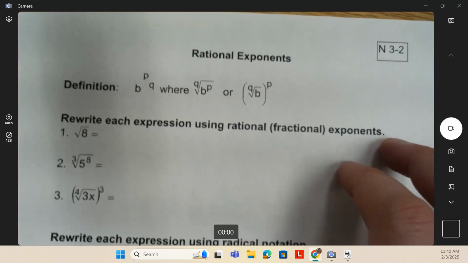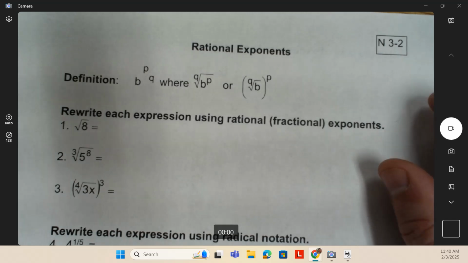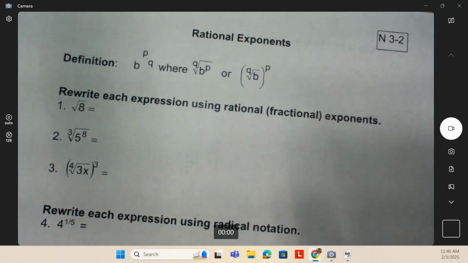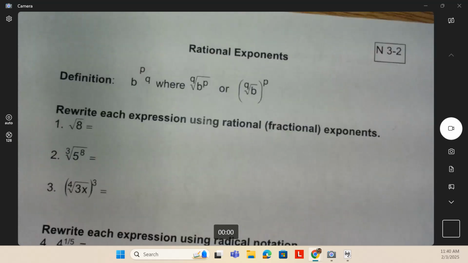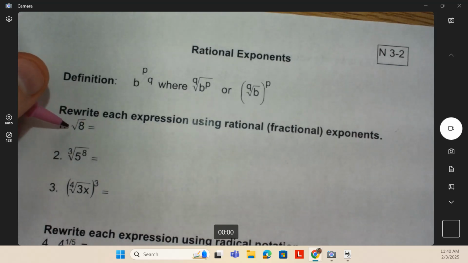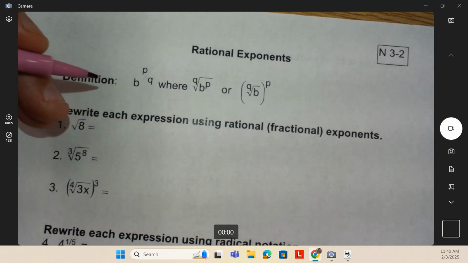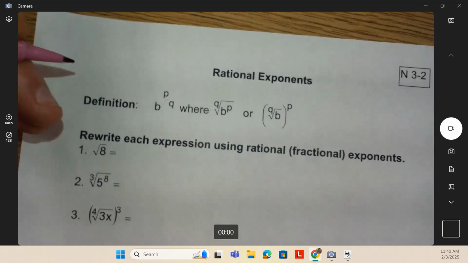All right, we're looking at rational exponents. And so as we're looking at these, we're going to adjust how we think about these radicals and indexes from thinking about them just as doing a square root or the third root or fourth root to thinking about them as fractional exponents.